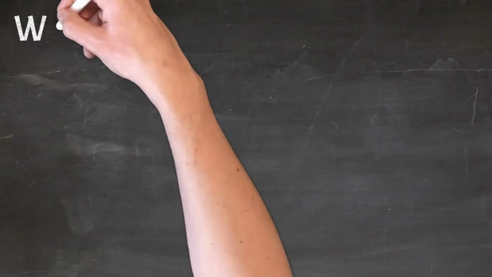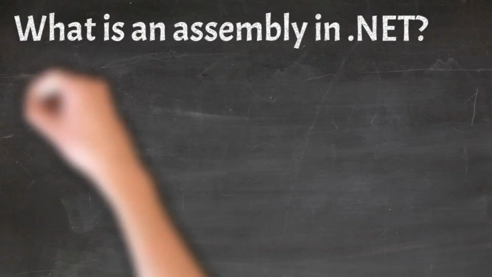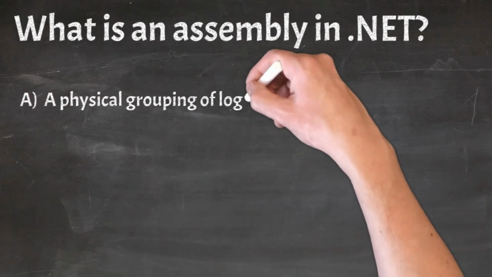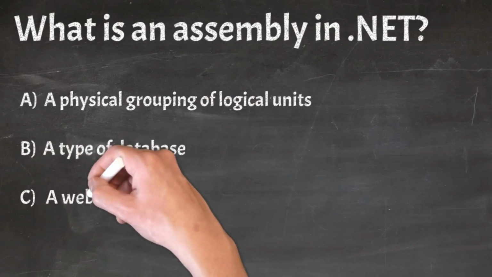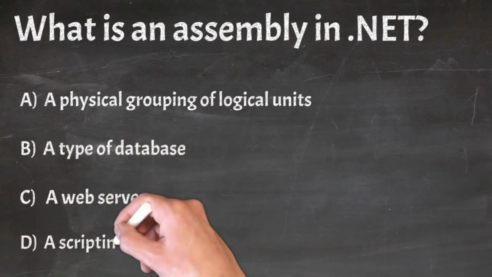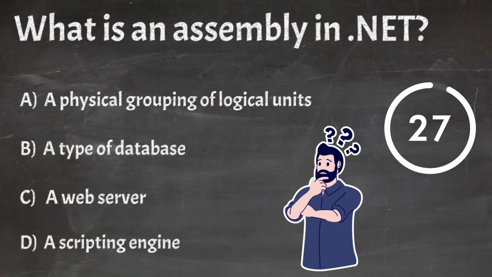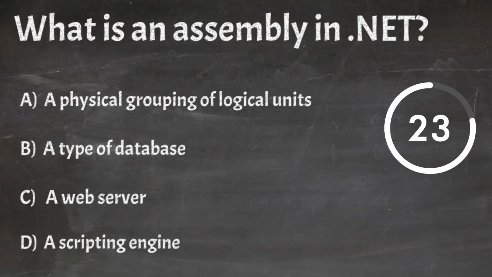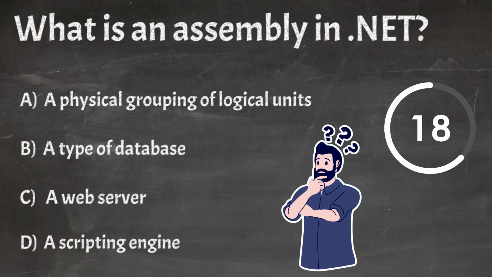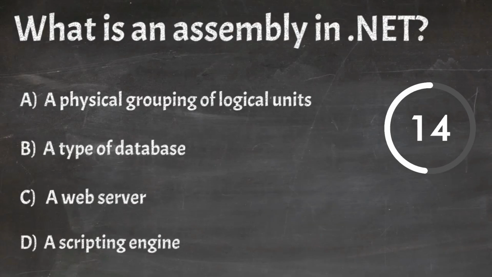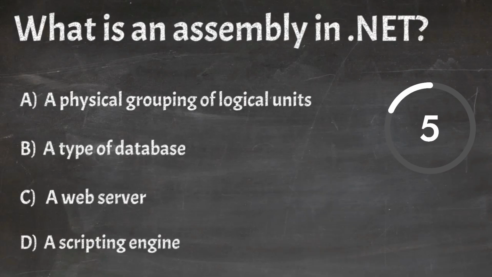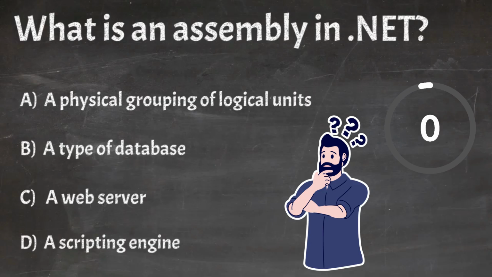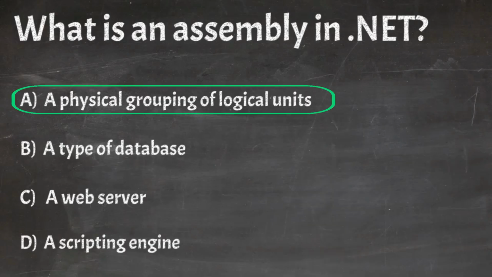Question 19. What is an assembly in .NET? A. A physical grouping of logical units. B. A type of database. C. A web server. D. A scripting engine. Correct answer A. A physical grouping of logical units.